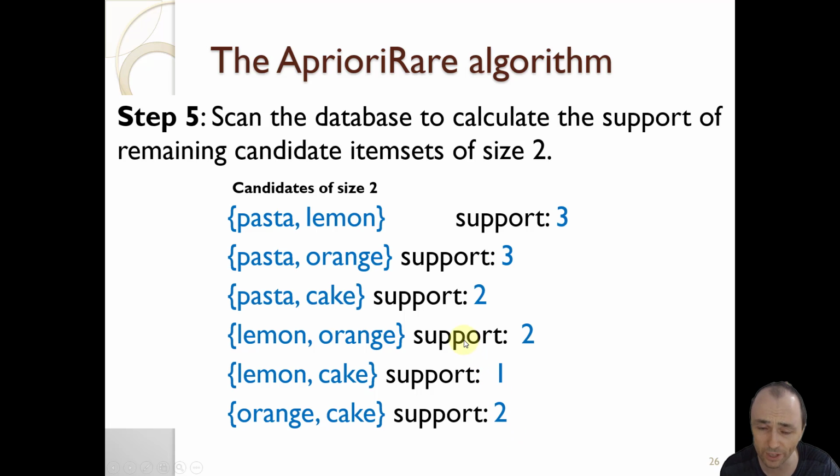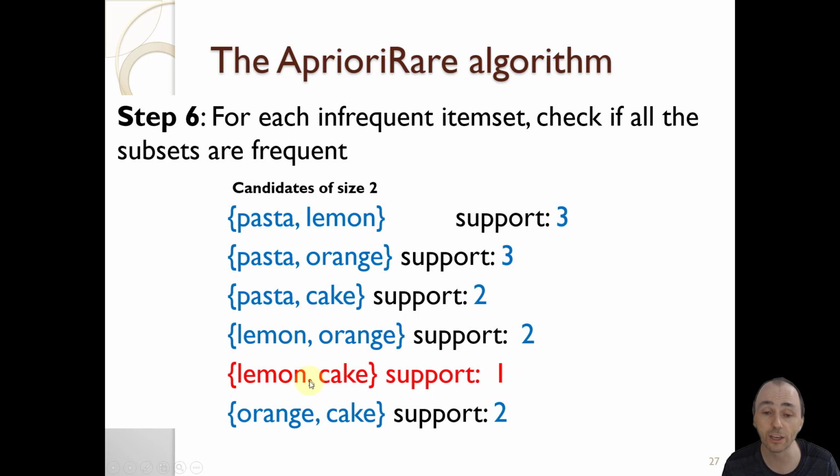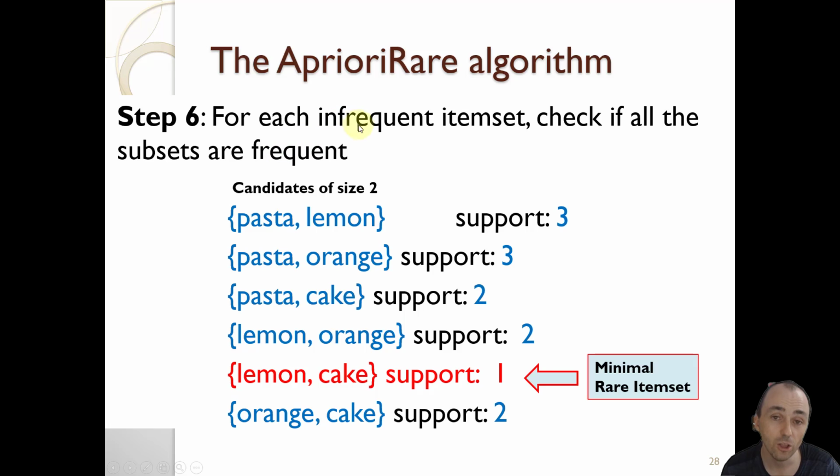Now what should we do next? We look at this to find the infrequent item set. So lemon and cake is infrequent because the support is 1, which is less than 2. So we now need to check, for each infrequent item set, whether all the subsets are frequent. The subsets of lemon and cake are lemon and cake. Lemon was frequent, if you remember, and cake was also frequent. So lemon and cake will be the minimal rare item set.